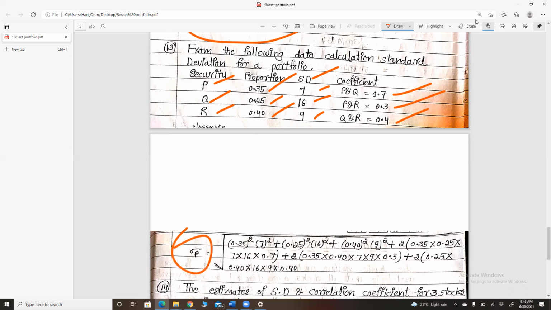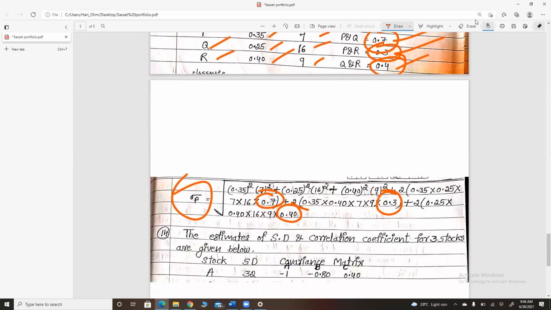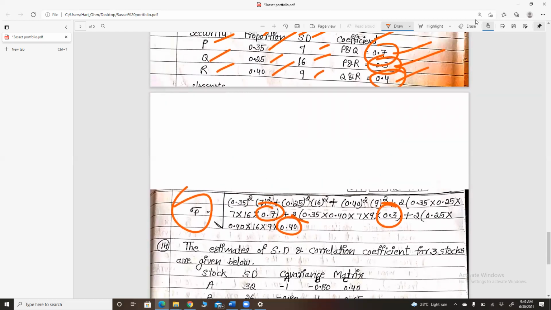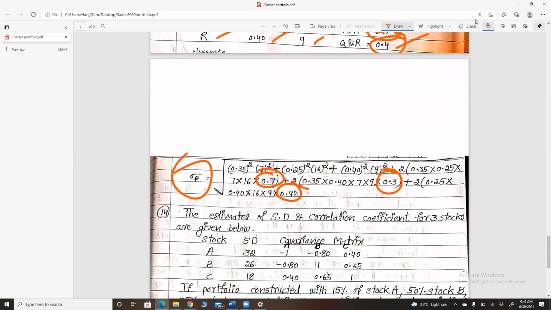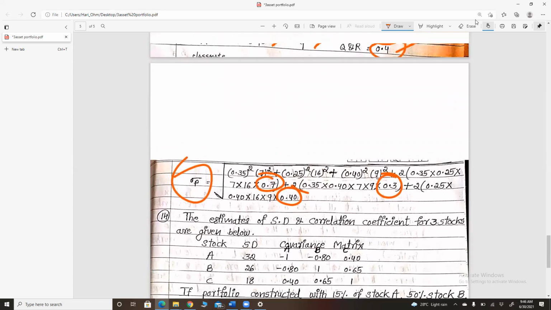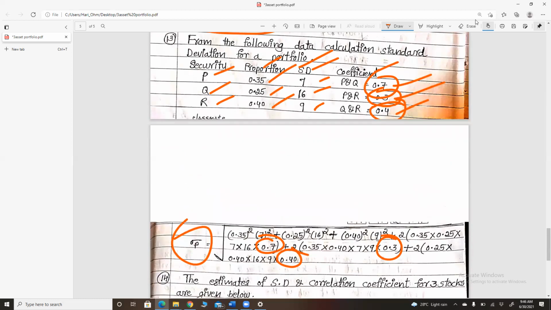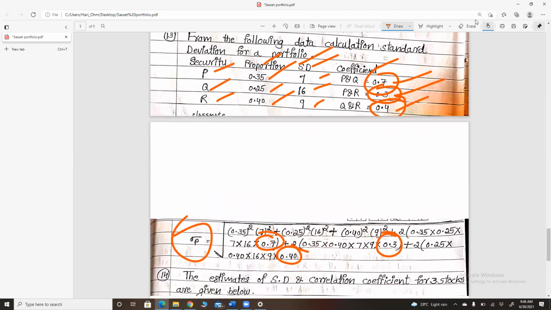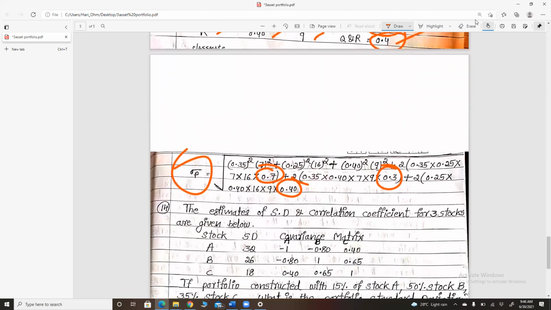See, the portfolio risk formula, I'll just tell you. Standard deviation is given, proportion is also given, and correlation coefficient is also given. First 0.7, second 0.3, and third 0.4. So there are no confusions. You may not get this type of question in a question paper. Okay, it's easy. Usually such a question will not come.